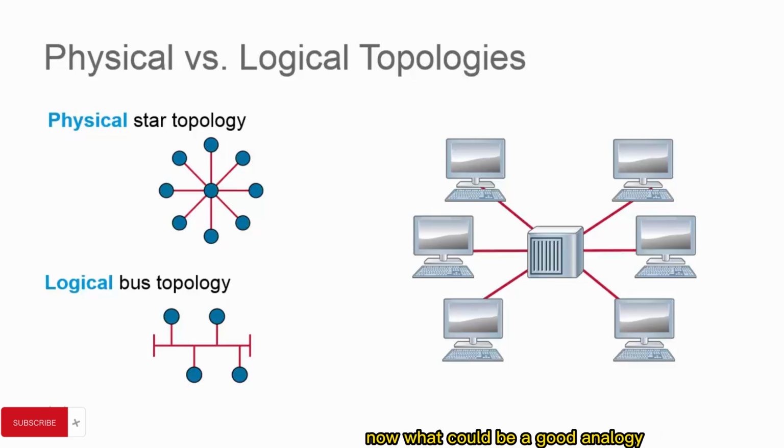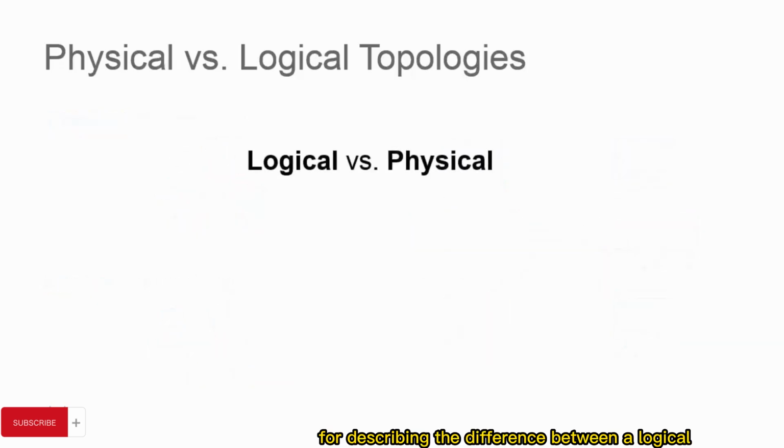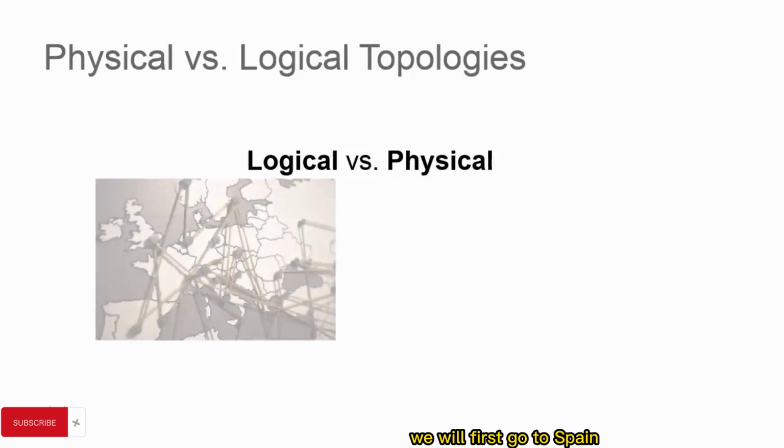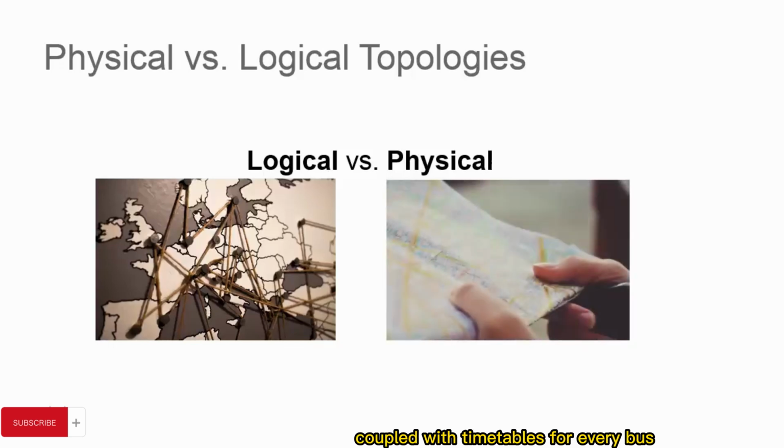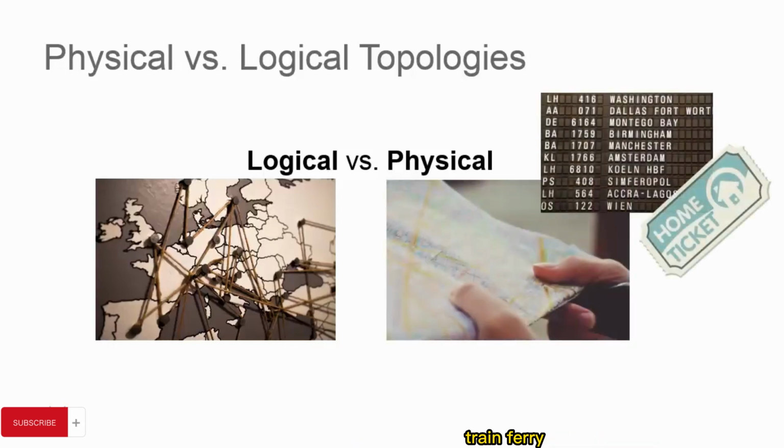Now, what could be a good analogy for describing the difference between a logical and a physical topology? Well, you could picture it as planning a trip. We will first go to Spain, and then from there to France, and then to Great Britain, and conclude our trip in Belgium. This would be the logical topology for your trip. The physical topology, on the other hand, would be the exact map of routes coupled with timetables for every bus, train, ferry, and plane that you would take on your trip.